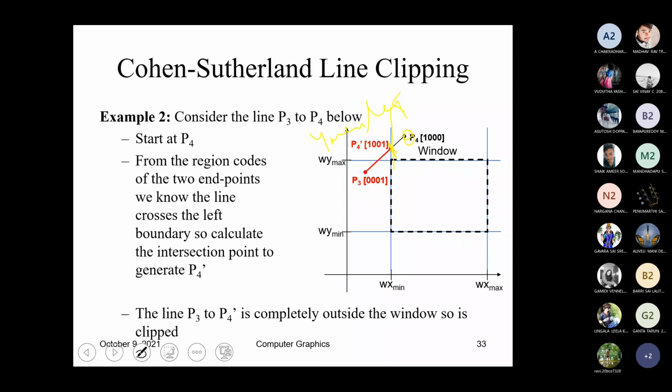Another way you can tell: one coordinate value is 1001, sorry, your coordinate value is 1000, and the other one is 0001. So if you perform the AND operation, what do you get? 0000. So you will be clipping it off. Understood?